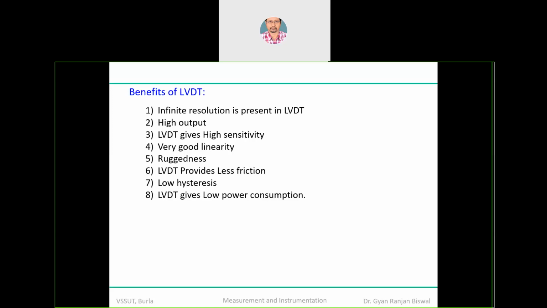I will show you the ruggedness. Why is it rugged? Because an external field cannot influence the inside reading. It has a very low hysteresis rate, less friction and low power consumption. So it has all the important ingredients as parameters, which is why you should use it in a field environment or an external field environment, and why it is so popular in industry.